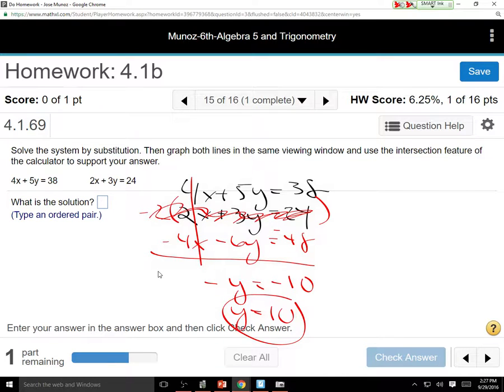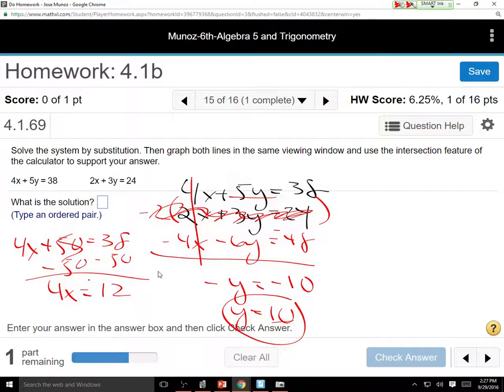What would be your x? Well, check in the first one. It says 4x, 5 times 10 is 50, right? So plus 50 equals 38. Subtract 50. 4x is equal to negative 12. x is negative 3.